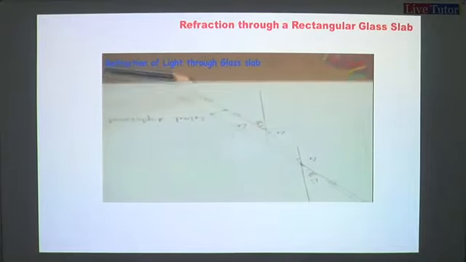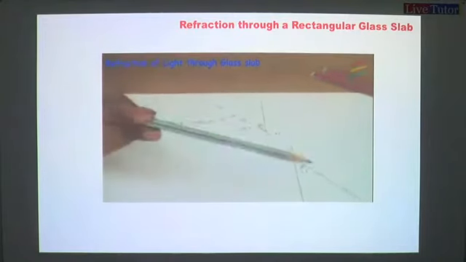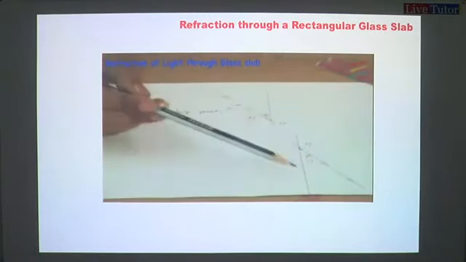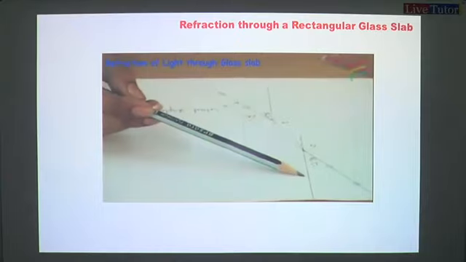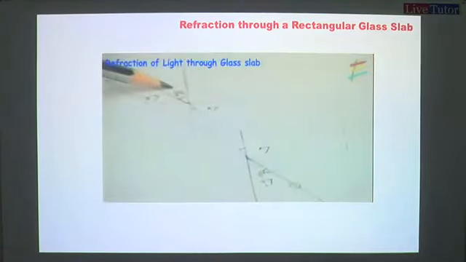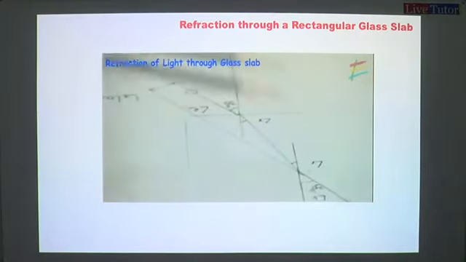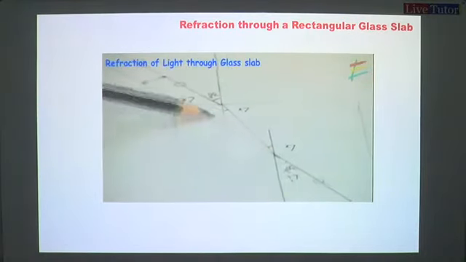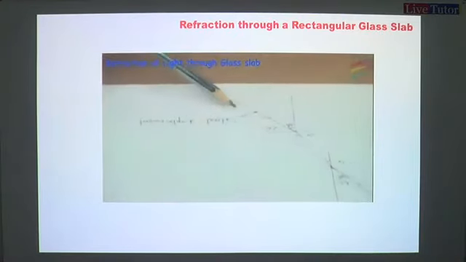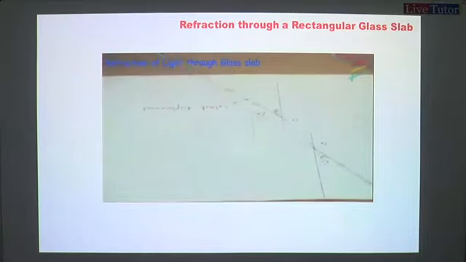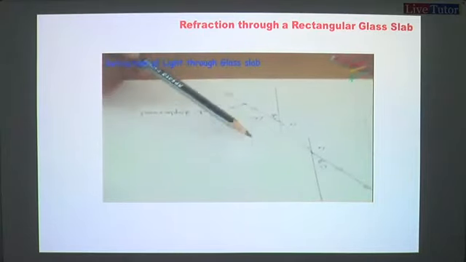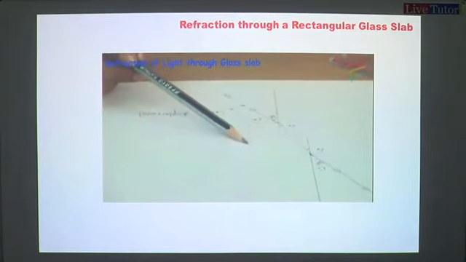So there are four observations that we can make here. The angle of incidence, the angle of emergence, and the normal lie in the same plane. The angle of incidence is equal to the angle of emergence. And if we extend the incident ray and compare it with the emergent ray, both of them are parallel to each other, and the perpendicular distance is the lateral displacement which has happened due to the surface of the glass slab.